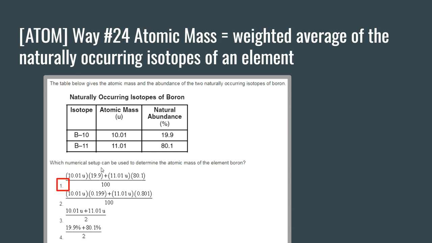Okay, numerical setups simply show how the atomic mass was calculated. So if you look, the only correct answer is answer choice 1. And how did we get this? It's mass times the percent, 10 times 19.9, plus the mass of the second isotope, 11 times the percent, 80.1. And because these are in percent values, we have to divide everything by 100. All of these answer choices are incorrect.